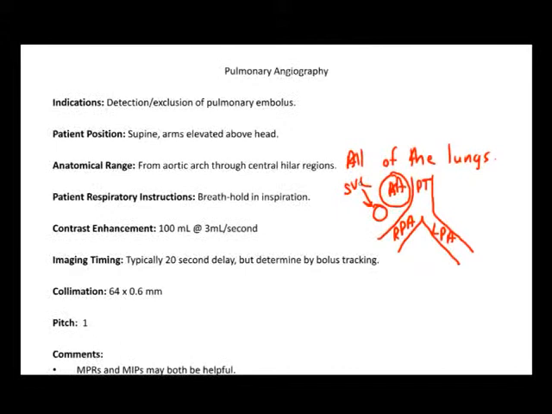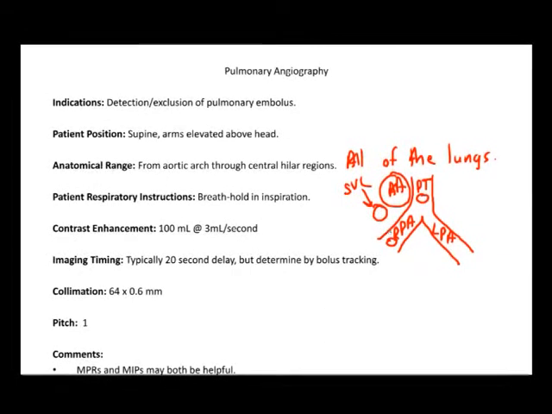So that brings us to peripheral angiography. And this is for peripheral vascular disease. We've all heard of PAD, peripheral artery disease, things like that. And this is what we're evaluating for.